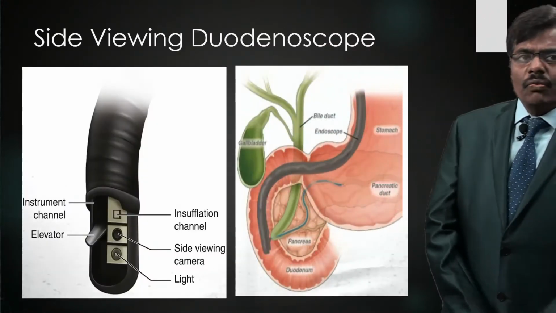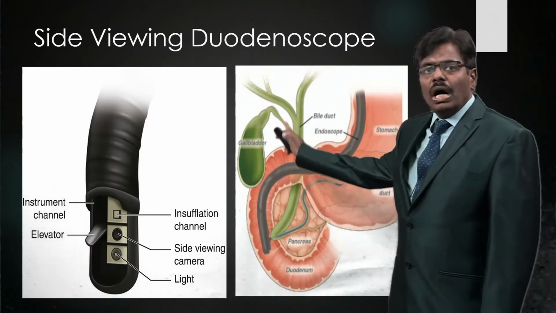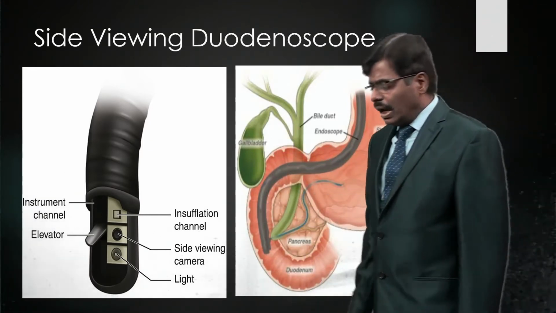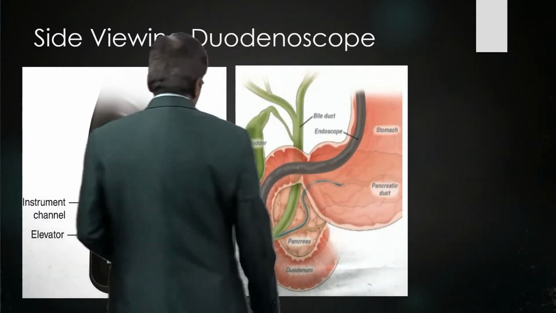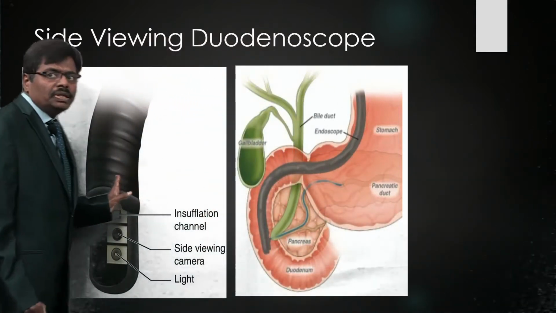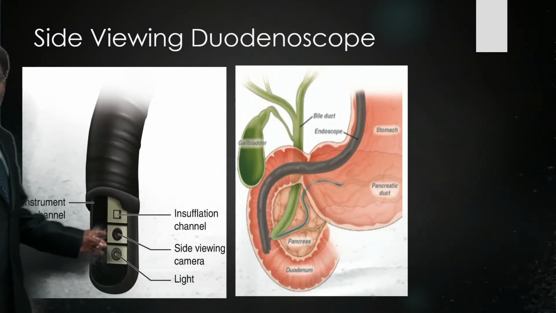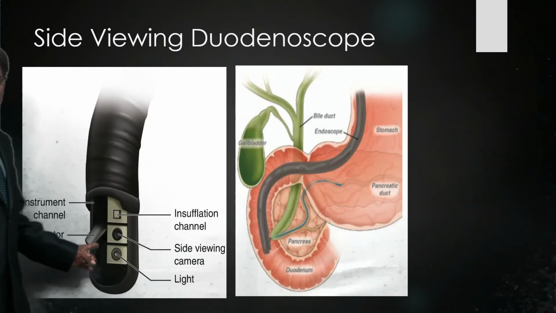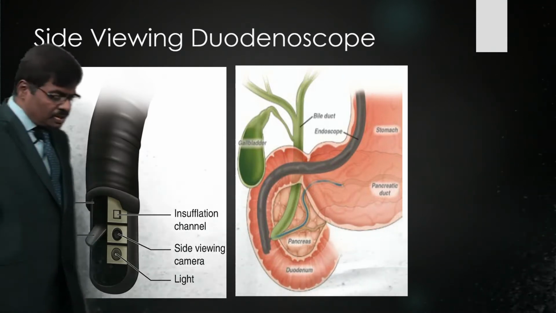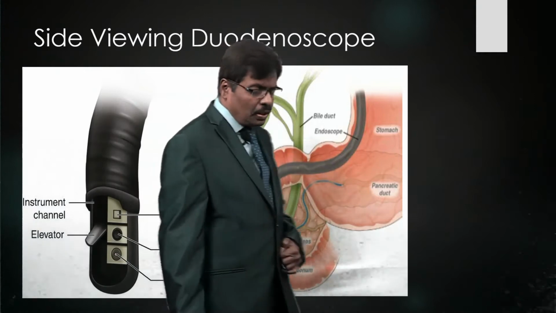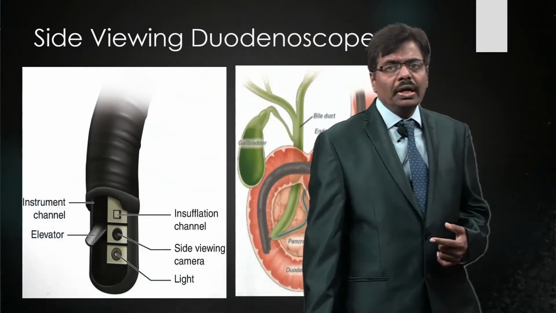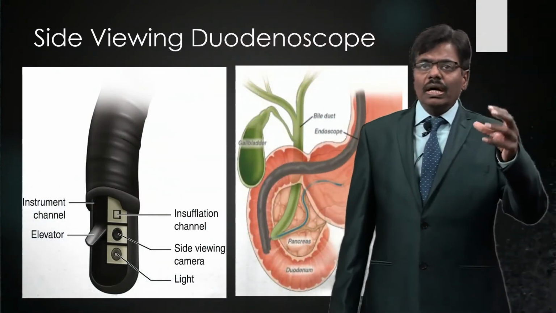And this is what we call the scope and how it looks like inside. As you can see, this side viewing scope, as you can see here in this picture nicely, you can see the side viewing camera along with the light and the insufflator. But what is most important is this particular elevator, because the control of the elevator, which you will soon find out in the video I am going to show you, is going to be just close to the big wheel.